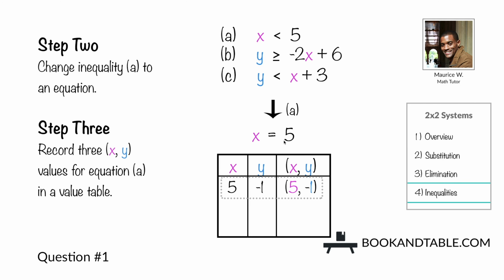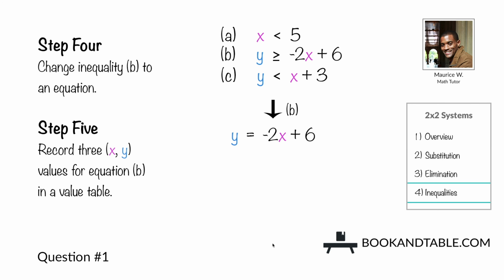So since x is always going to be equal to 5, all 3 points x will be 5. So we plug in negative 1, 0, and 1 for y, since this line will exist at all 3 of these y values. So this would be the value table for A. And now we want to create a value table for B.